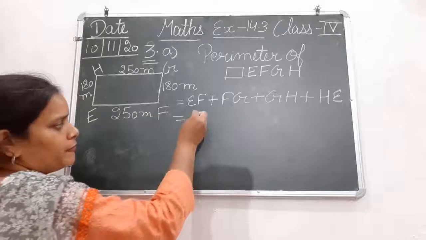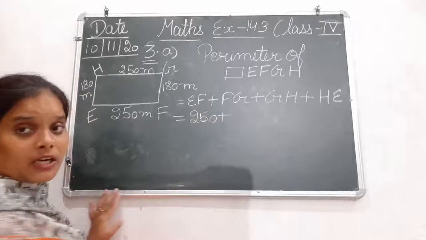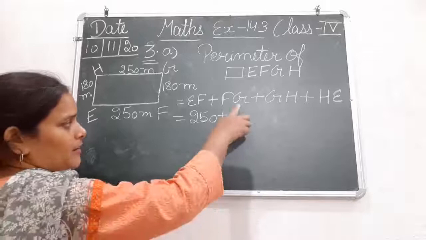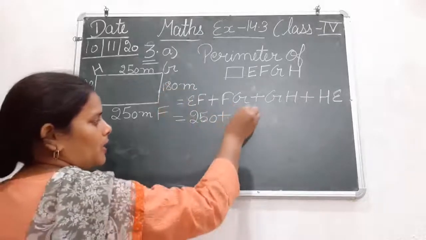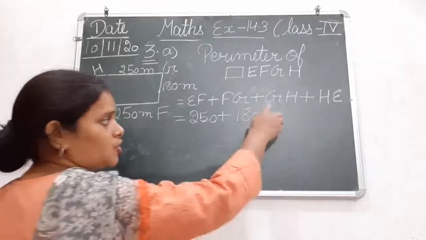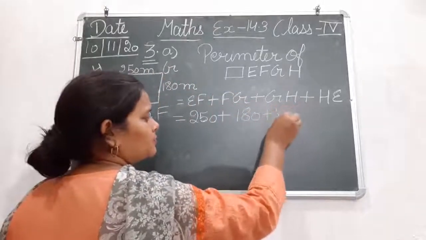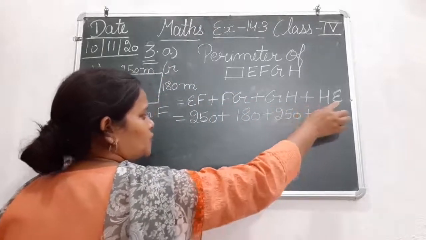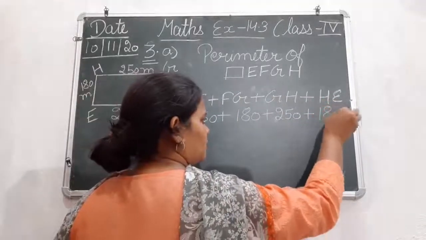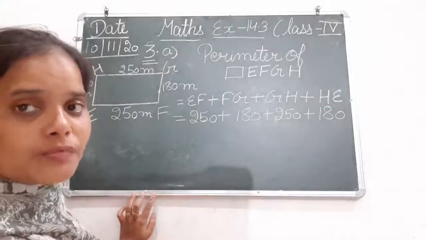EF is 250 meter. Question मीटर में है, ये बात याद रखिएगा. कोई भी यूनिट, जो भी यूनिट होगी, first of all just remember that. Next is FG. FG is 180 meter plus GH. So GH is 250 meter plus HE. HE is 180 meter. So this is the measurement of all the 4 line segments of the given figure.